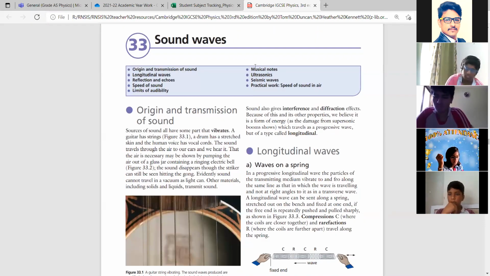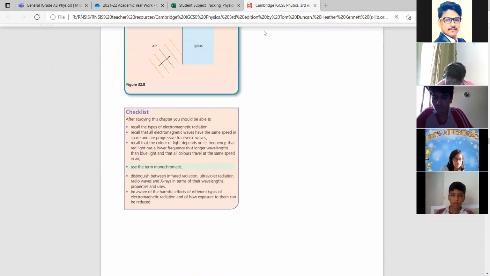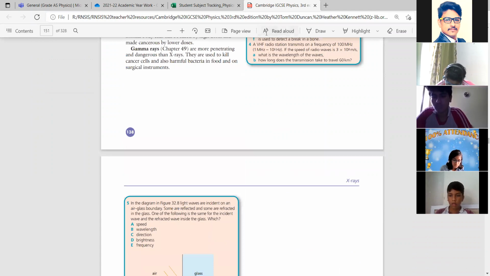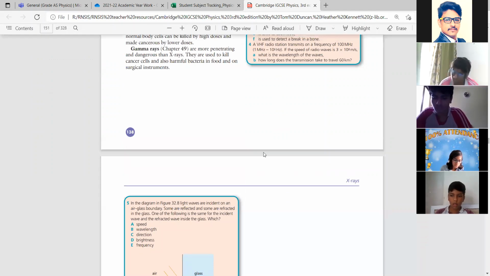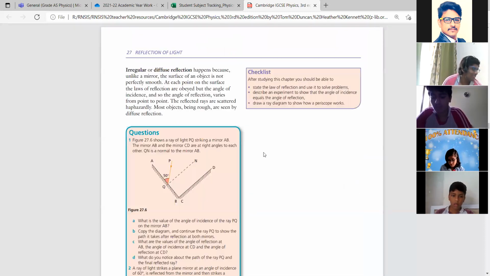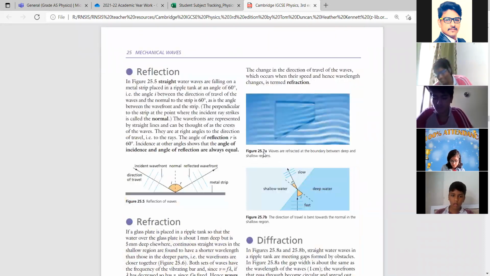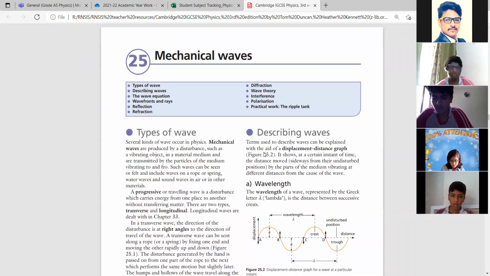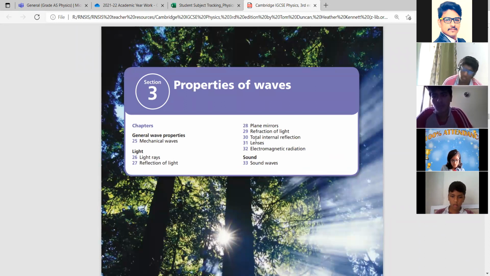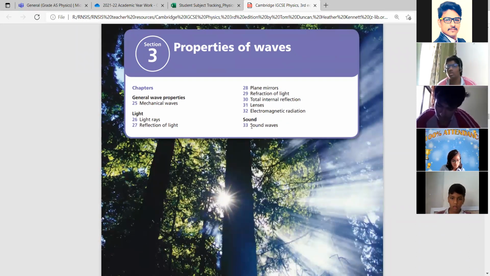Let's go to the last chapter, sound. Do you want me to go, or should we stop here? Sound in the next class. Next class, okay, fine. So we are done from 26 right up to 32. We are just left with sound waves. I think I'll be taking sound waves in the next class.